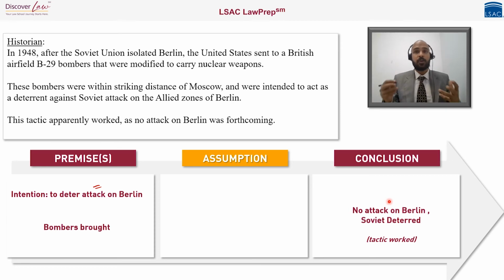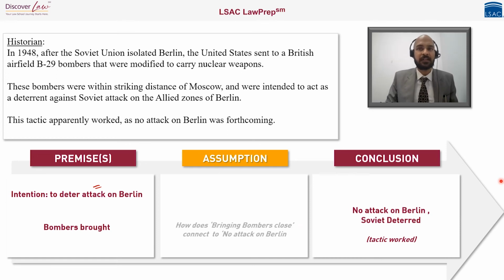Now, again, when you see something in the form of an opinion, that is also very likely to be the conclusion. Okay. So the tactic worked and no attack on Berlin. So Soviet was deterred. The plan was successful. Now, what is the assumption in here? The assumption is basically going to answer the question that, hey, how do you connect bringing bombers close to Moscow? How does that prevent the Soviet from attacking Berlin?